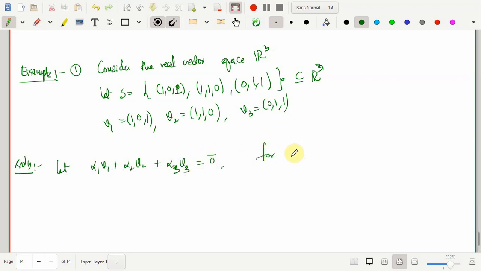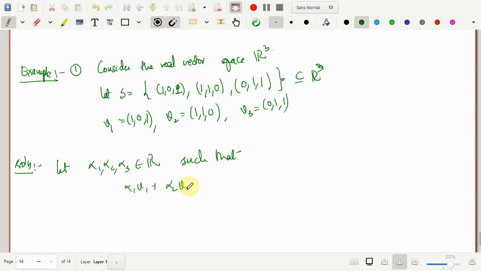For some alpha 1, alpha 2, alpha 3 belonging to R. In fact, for any alpha. So in fact I should have started with alpha 1, alpha 2, alpha 3 in R. Let me set it in that way. Let alpha 1, alpha 2, alpha 3 in R be such that alpha 1 v1 plus alpha 2 v2 plus alpha 3 v3 is equal to 0.